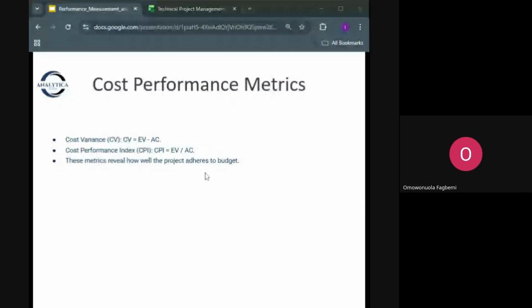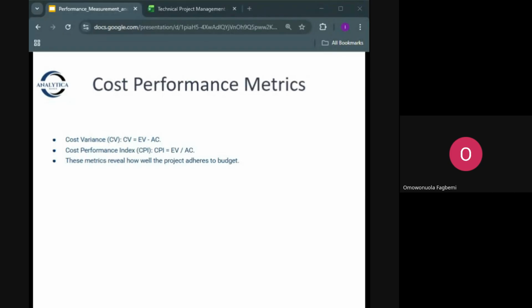We also have cost performance metrics. Now, let's check cost. Cost variance is EV minus AC. EV is earned value. AC is actual cost. So cost performance index is EV divided by AC.